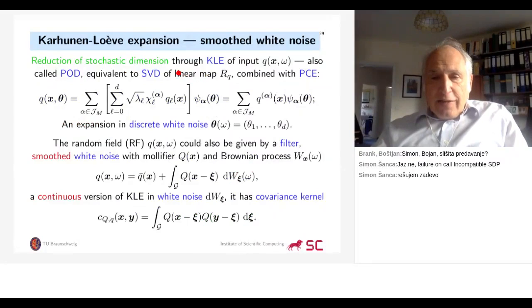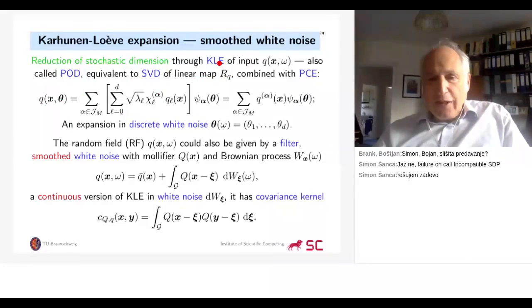So this is like a dimension reduction. In other contexts, this is called a proper orthogonal decomposition, or POD. And this is exactly the same thing as the singular value decomposition of this mapping R_Q, which corresponds to the linear map corresponding to this Q. So to each random field we have a linear map, and the SVD of this map gives the POD or the KLE. And we've seen here, combining with the PCE expansion, we get something like this. So these vectors Q_alpha are exactly this guy in here. So I sum over L, so L is gone, and the only thing left is alpha.